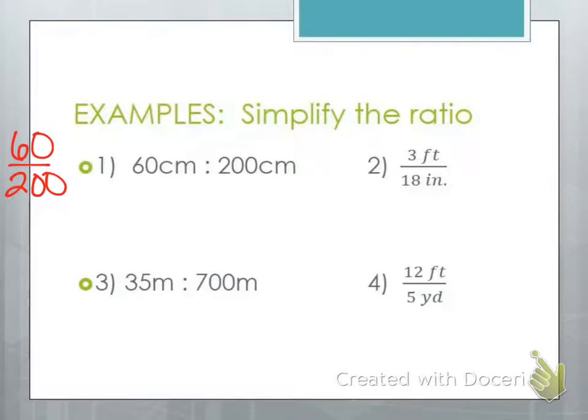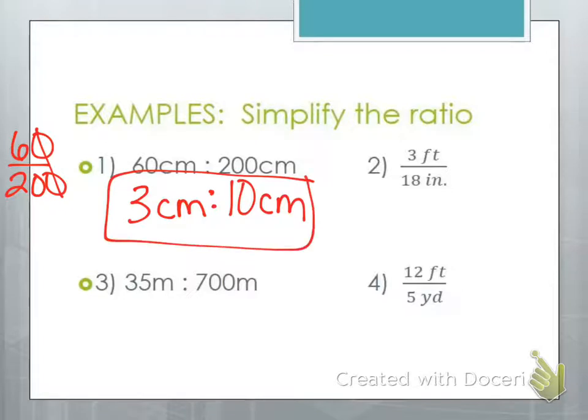Who can tell me how we can simplify 60 to 200? Keon? Just count off the zeros. So that's part of the way we could do it. So we can cross off those zeros, and we're left with 6 over 20. That helps us out a lot. But we can still simplify both of those by dividing by what? 2. What's 6 divided by 2? 3. So we have 3 centimeters to 20 divided by 2 would be 10 centimeters. And that would be our answer. That's a simplified version of that ratio.